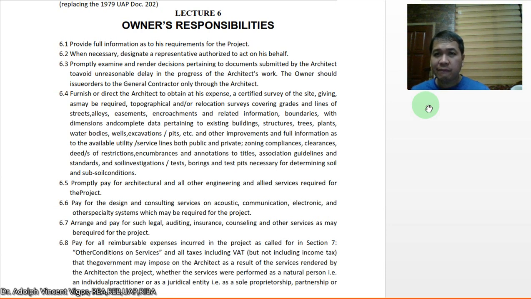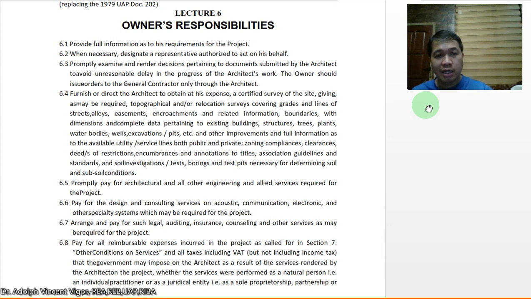But if the project becomes big and it becomes more complex, like for example, I was working in Saudi Arabia, it was a $1 billion project. So the client has hired a firm to act as his representative to view the drawings by the designer and to also review the output of the contractor.